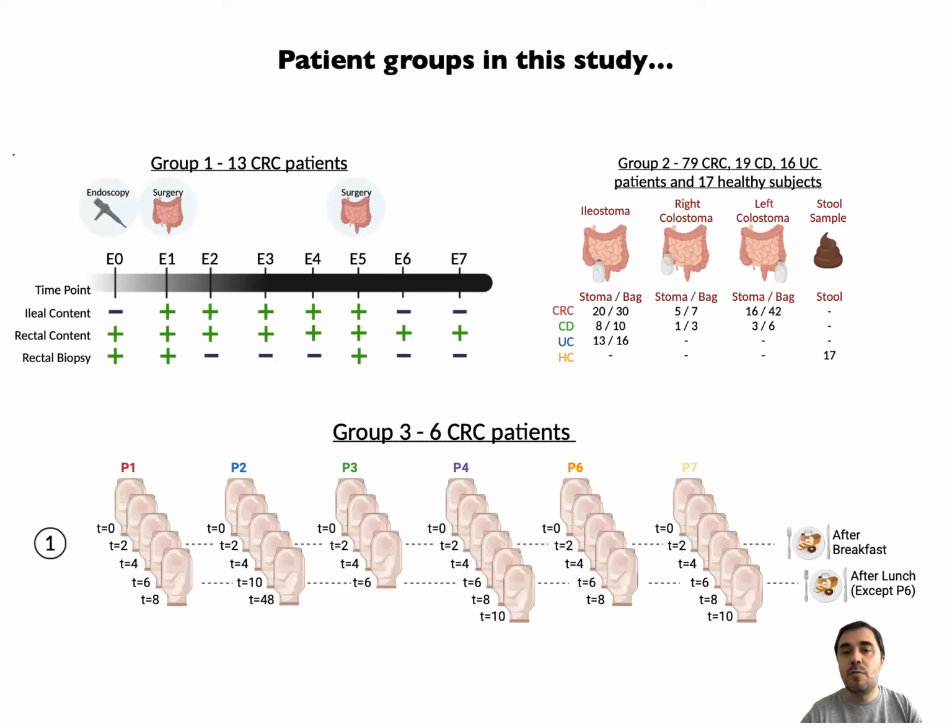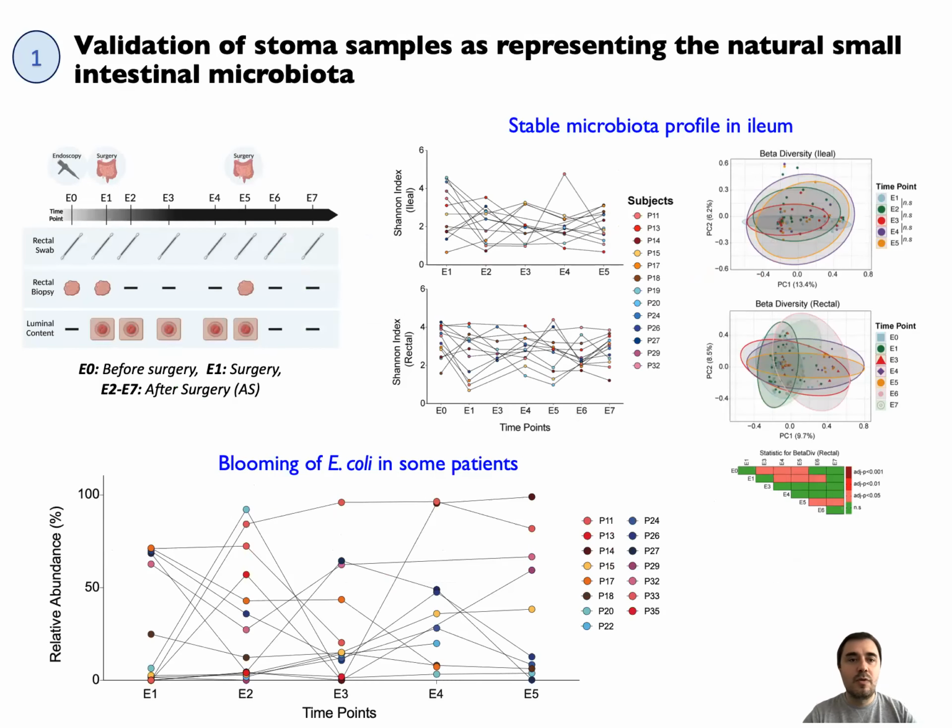Those still have the stoma, but they're completely healthy, because the cancer area or the inflamed tissue is removed. Still they have the stoma, and that gives us an advantage to easily get the ileostoma, right and left colostoma samples. And in the last group, we just used 6 patients where we fasted them overnight, and in the morning after the first sampling, we provided them breakfast, and then we sampled every 2 hours. At lunchtime we provided lunch, and then we followed them again up to 10 hours during the day.